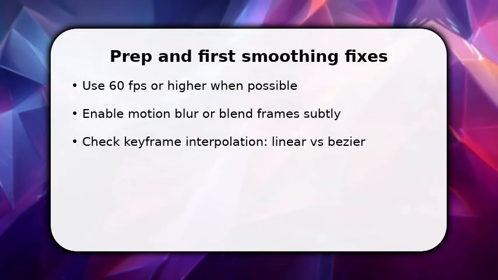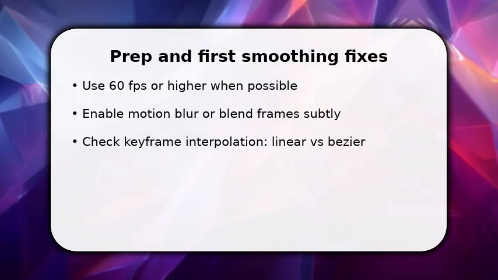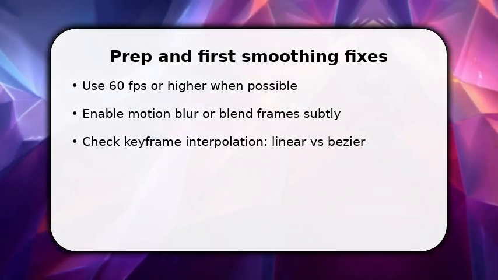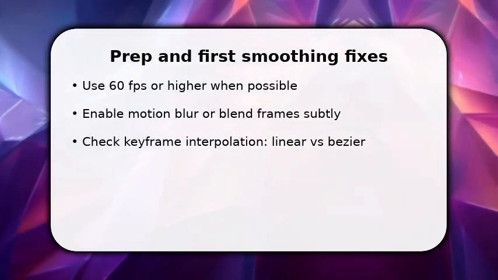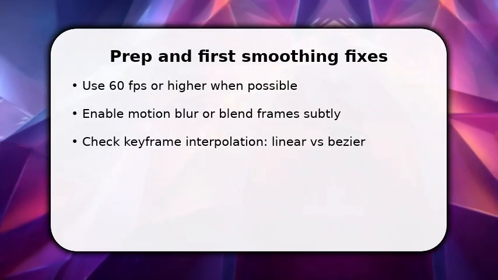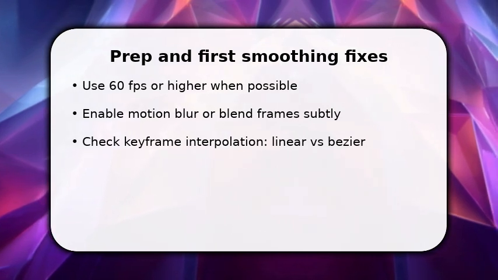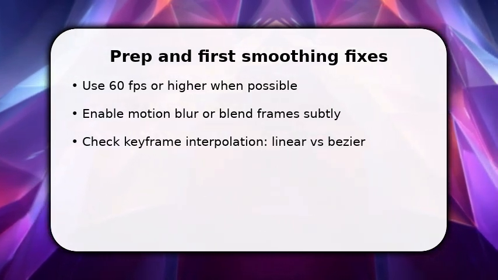You should also enable subtle motion blur or frame blending to mask micro jitter. Make sure to preview at full resolution and real-time speed so you see true behavior, not a slowed simulation. These first actions immediately reduce perceived roughness and reveal deeper timing issues to fix next.